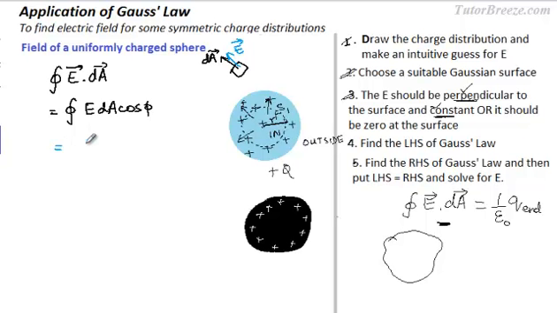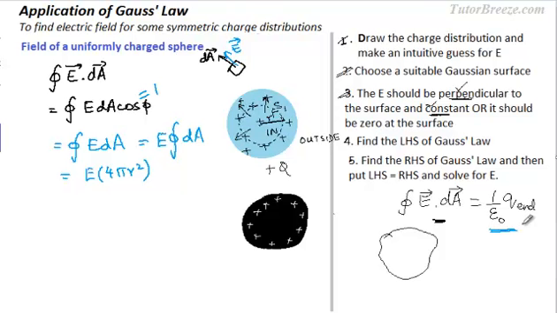Now this gives us integral E dA, and cos phi is going to be 1 since phi is 0. E is a constant at the Gaussian surface, so we take E outside the integral sign, and the integral over the area elements gives us the total area of the sphere, which is 4 pi r square. Now this is the total flux through the Gaussian surface. Let's evaluate the right hand side.